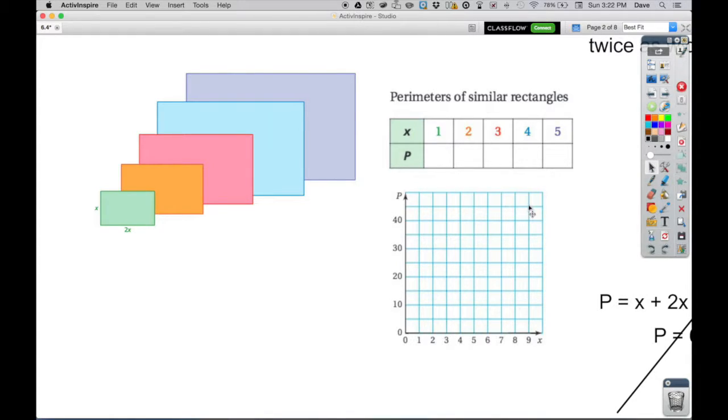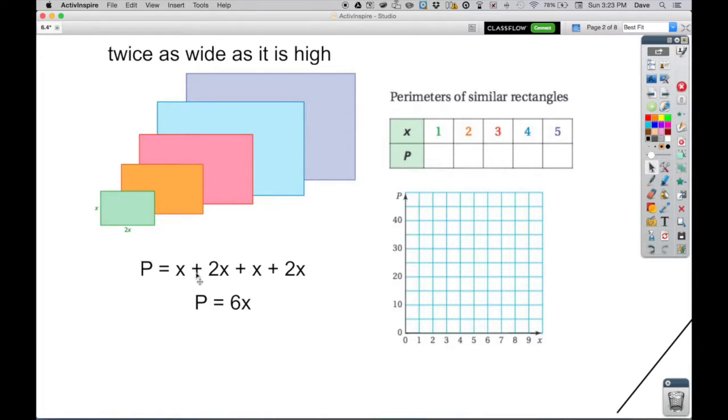Let's say we're taking a look at this problem. We're looking at rectangles. And in this case, we've got all these similar rectangles, and one side's labeled x and one side's labeled 2x, which just basically means that all the rectangles, no matter what size they are, are twice as wide as they are high. And so let's say I want to take a look at that as a function. Well, it might look something like this.